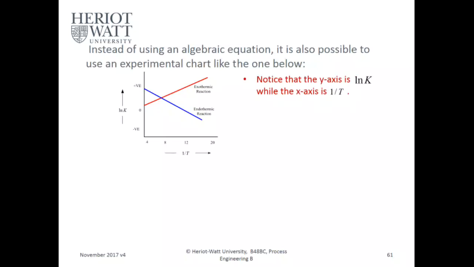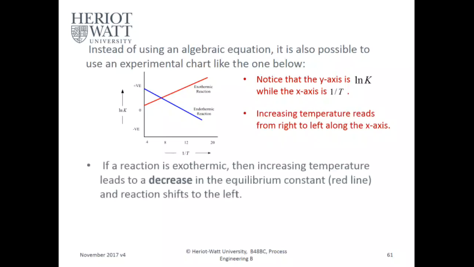Notice that the y-axis is log of K while the x-axis is 1 over T. A lot of the times when you get K from various different books, you are always given them as log of K, so you should use natural logs of K. When you're using K, you need to make sure you have taken the exponential of the K values.